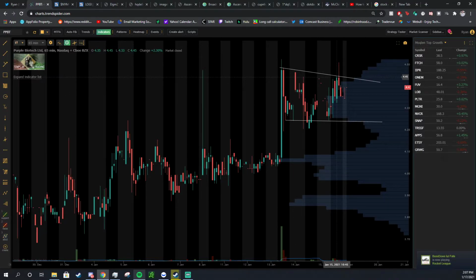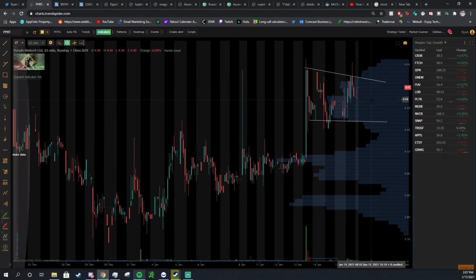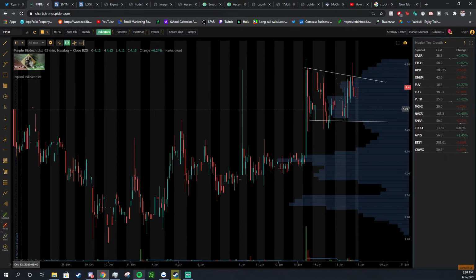We tested resistance, rejected off of it. I think we could probably test this support one more time, and if it does bounce, it might be worth getting an entry for a run up to resistance or possibly the breakout. What's nice is that this is trading over what it opened on December 22nd. Usually it takes stocks a little bit longer to do that, so that's pretty bullish in my opinion. There must have been some crazy news here on January 13th.